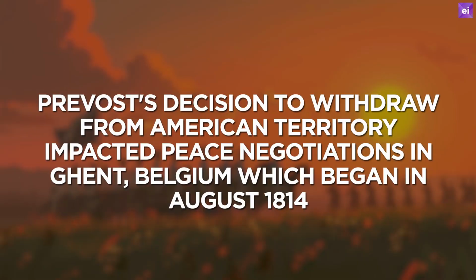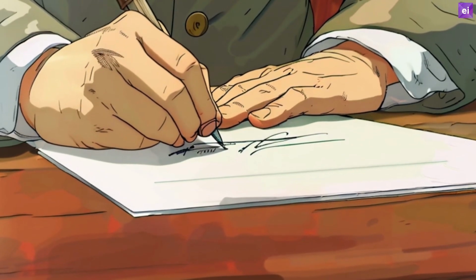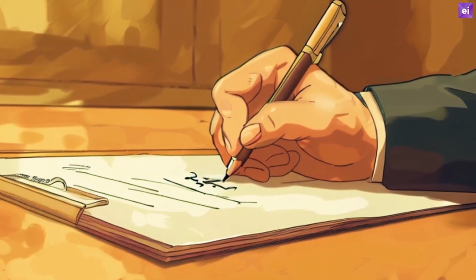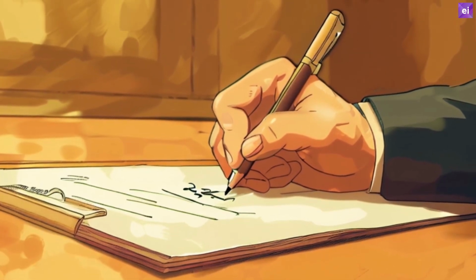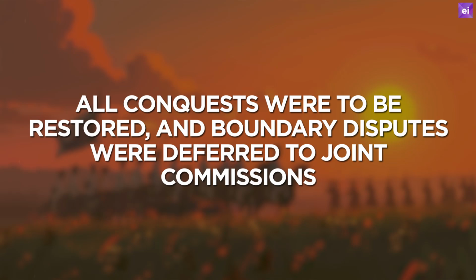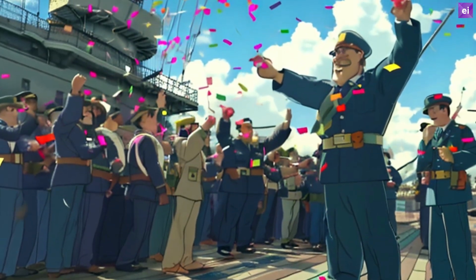Prevost's decision to withdraw from American territory impacted peace negotiations in Ghent, Belgium, which began in August 1814. His withdrawal forced British peace negotiators to lower their demands and accept the status quo. When the treaty was signed on Christmas Eve 1814, all conquests were to be restored and boundary disputes were deferred to joint commissions.